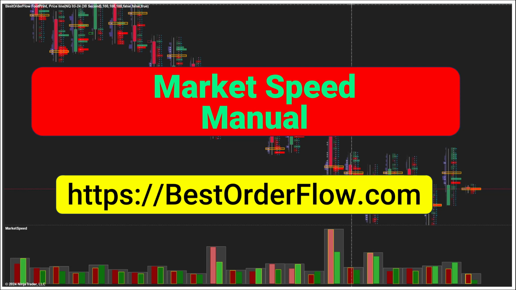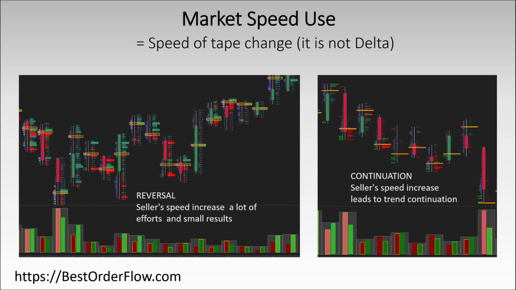This is a manual for a market speed indicator from bestorderflow.com. This indicator was developed specifically to be ahead of the delta. So this is actually not a delta, though sometimes I call it a delta predictor, because it's more granular than a delta, and in some cases it may predict where the delta will go. So it's actually faster than delta.